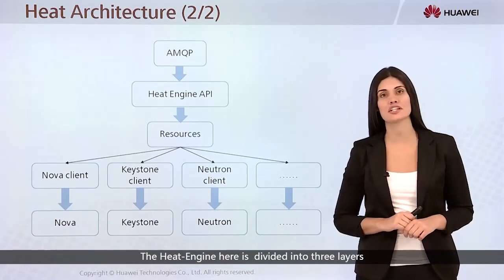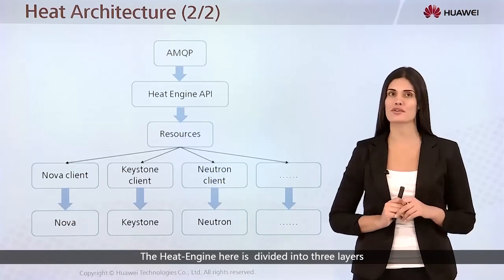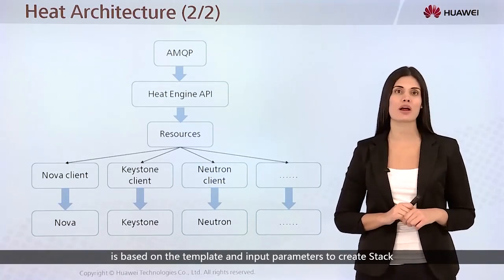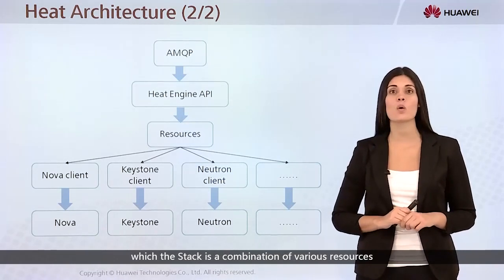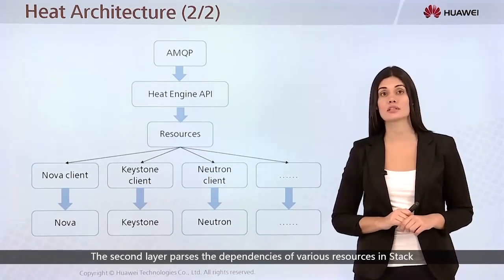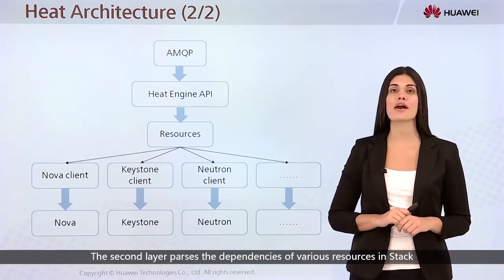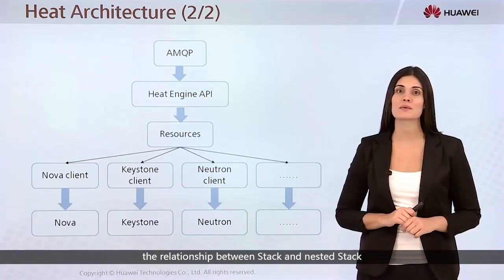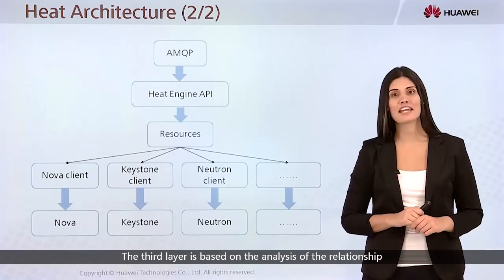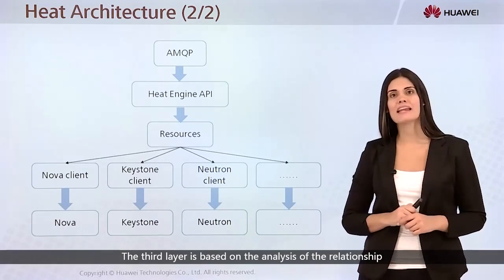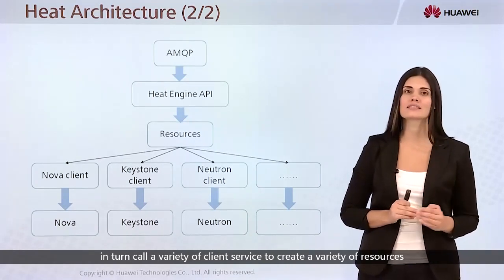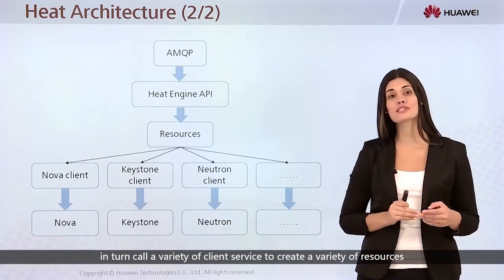The Heat engine here is divided into three layers. The first layer is based on the template and input parameters to create a stack, where the stack is a combination of various resources. The second layer analyzes the dependencies of the various resources in the stack, the relationship between the stack and the needed stacks. The third layer is based on the analysis of the relationships, in turn calling the various clients and services to create the various resources.